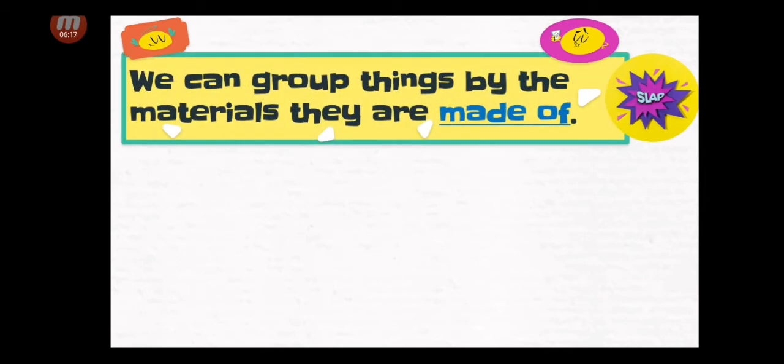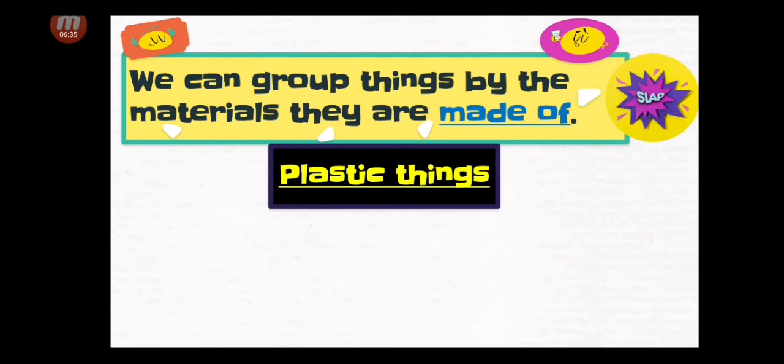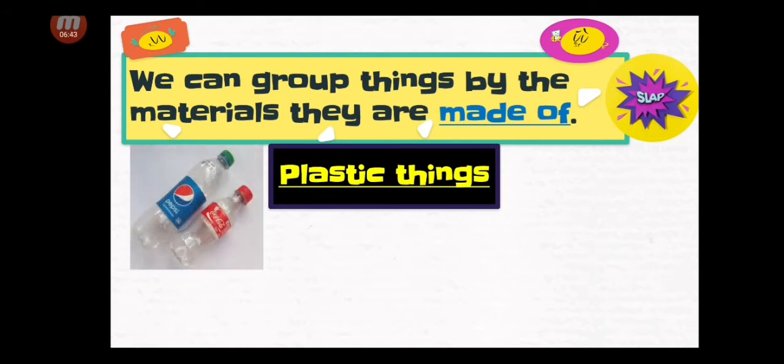Now let's talk about how we can group things by the materials they are made of. We can group things by comparing what materials they are made of. First we are going to talk about plastic things. Yes, we have a lot of things that are made of plastic. This is my example. Yes, a plastic bottle. A plastic bottle is an example of a thing that is made of plastic.